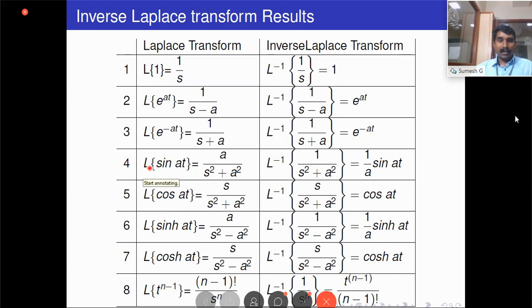Fourth one, Laplace transform of sin at is a by s square plus a square. Therefore, inverse Laplace transform of 1 by s square plus a square equal to 1 by a sin at. So fourth result we have it here. Numerator is 1. Normally in problems numerator may be the constant one, but Laplace transform result L of sin at is a by s square plus a square.